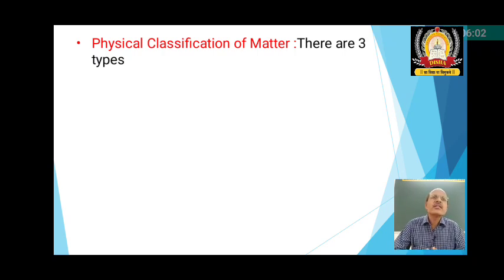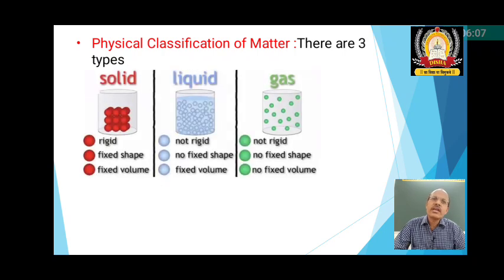Now there are three types, as you know already: one is solid, another is liquid and the third is gas. This is purely a physical classification based on appearance. If you go with the solids, solids are highly rigid. They have a fixed shape and a fixed volume.